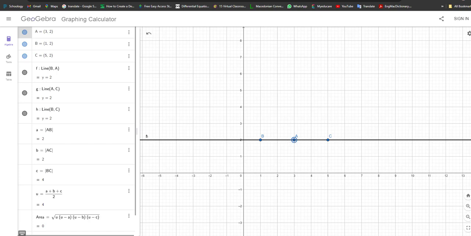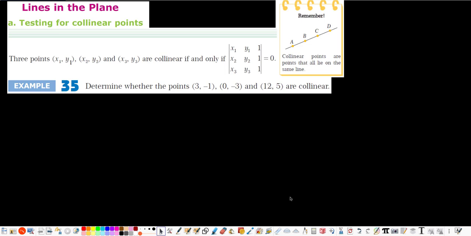Okay, let's continue with the exercise here. Here, 3 and -1, we are going to find 3 minus 1. It is given 0, -3, and 12, 5. If you remember the formula, here it is written. Here, 3, -1, 1, 0, -3, 1, and 12, 5, and 1, it has to be.